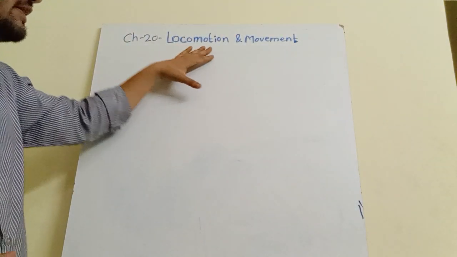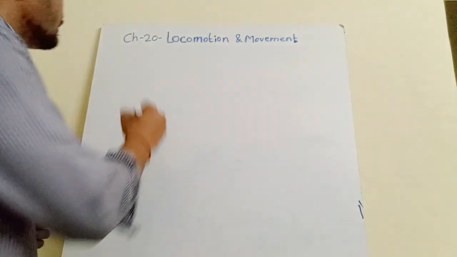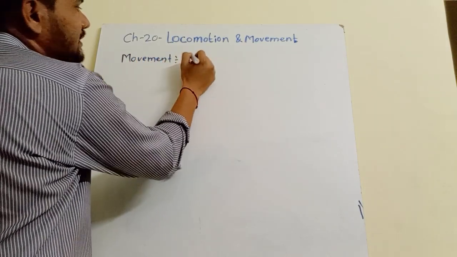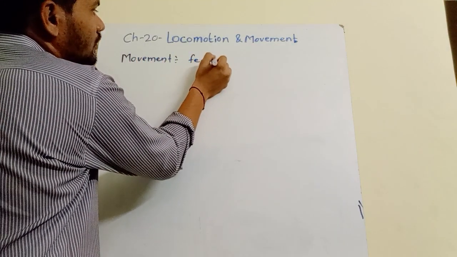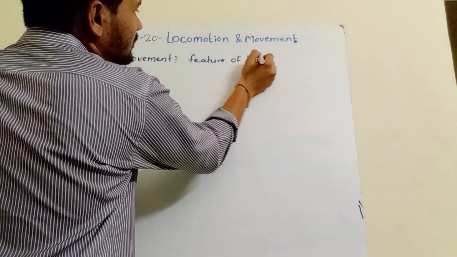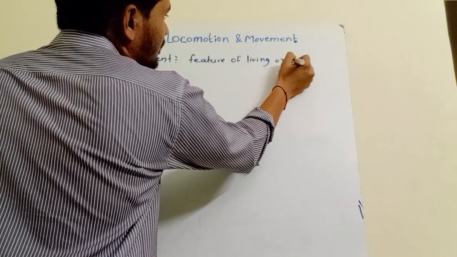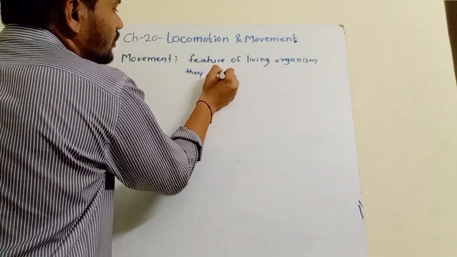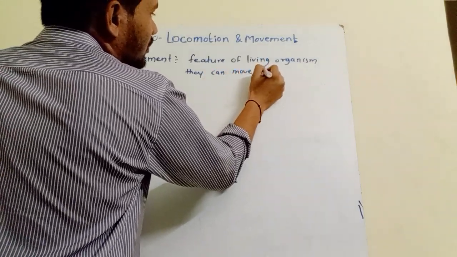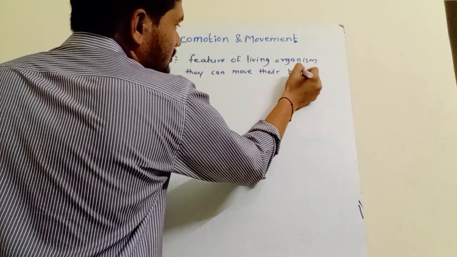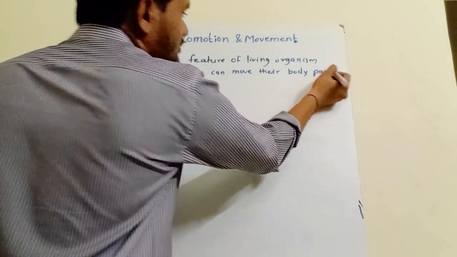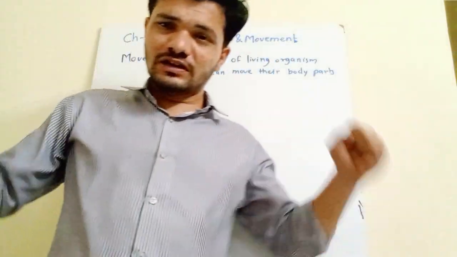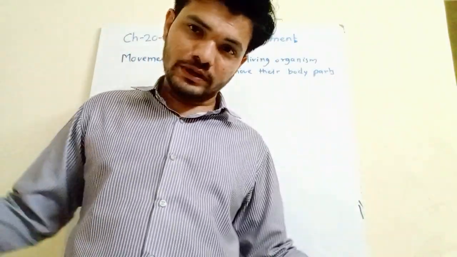So first of all, we will see the difference between locomotion and movement here. What is movement? Movement is the basic feature of living organisms so that they can move their body parts, like organs or some cells will be moving there. Okay, so this is movement. It is just a basic feature. If I'm moving my hands like this, I'm doing movement.